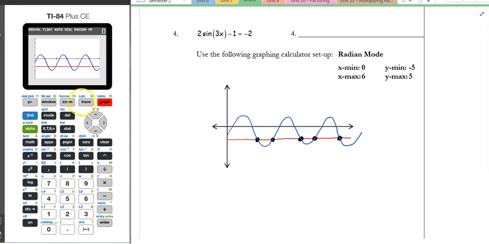So I'm going to do second trace for my calculate menu 5 times. Make sure you scroll close to each one of the intersections. Press pause and try to get those intersections.